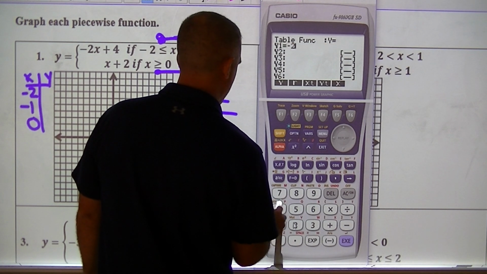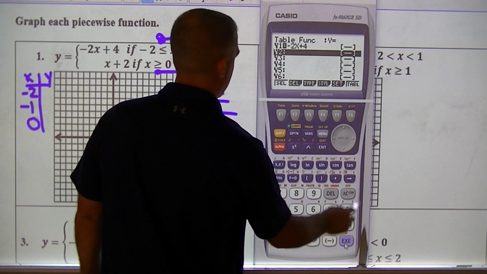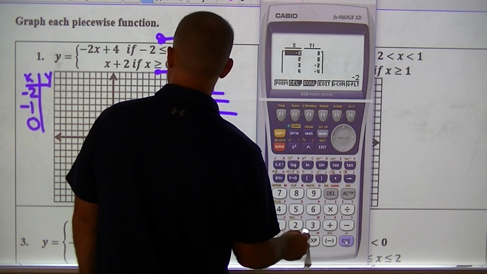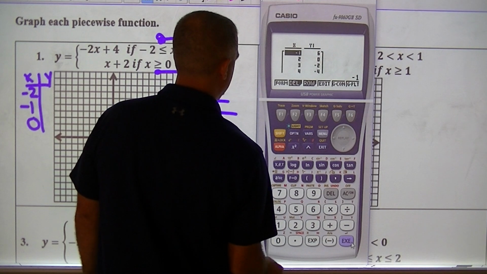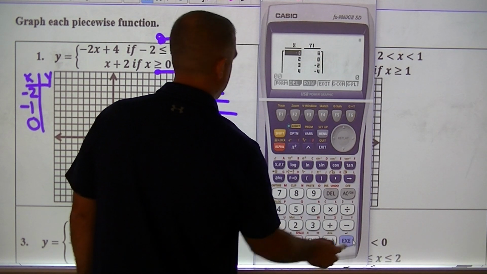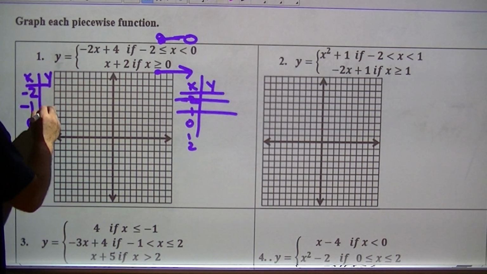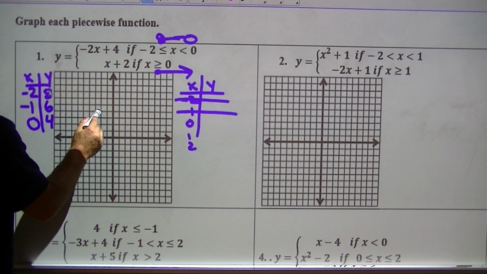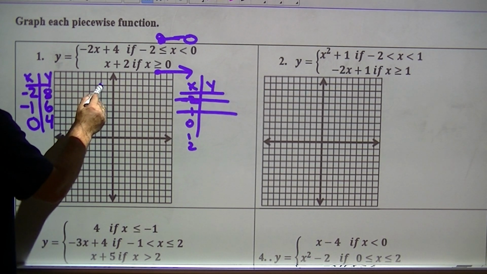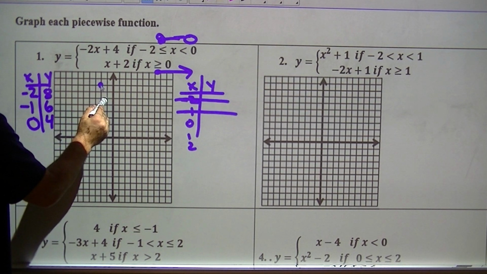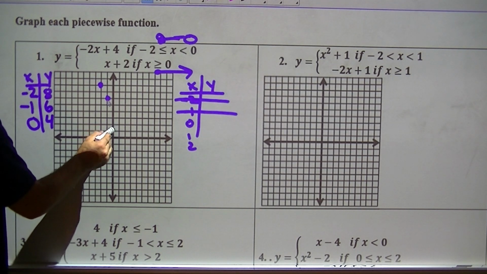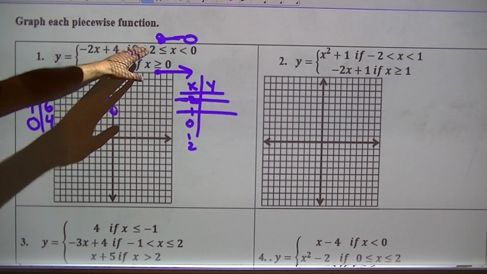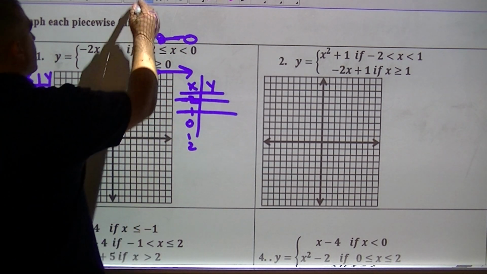The first one is -2x plus 4. So in the table, -2 is 8. -1 is 6. 0 is 4. So -2, 1, 2, 3, 4, 5, 6, 7, 8. I would have a closed circle at -1, 6, and 0, 4, open, connect. Notice I don't have any arrows because I decided that already. Let's go to this table.